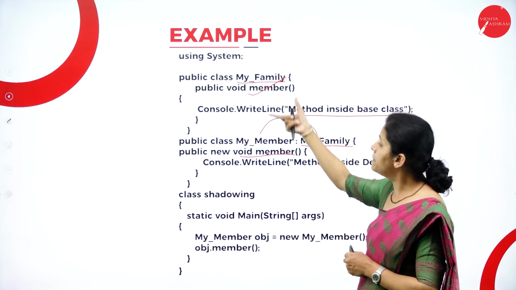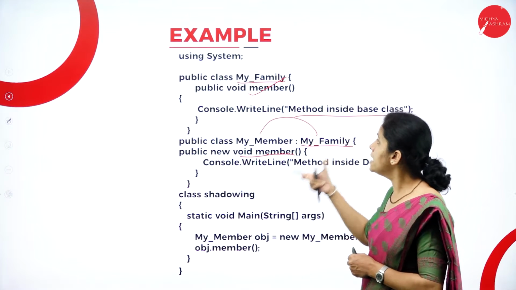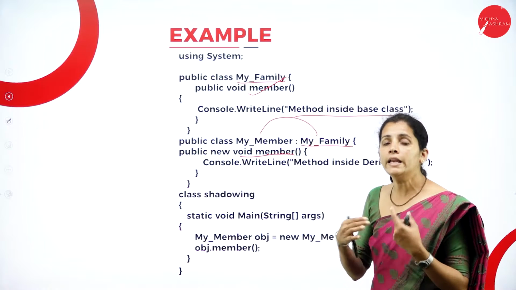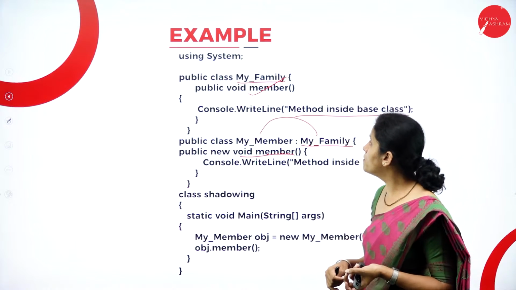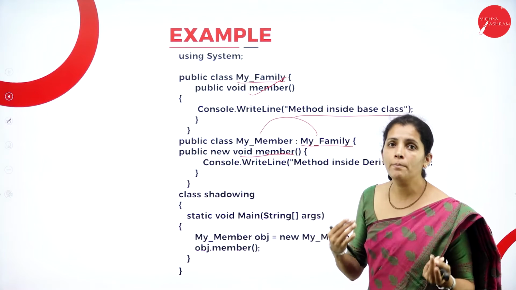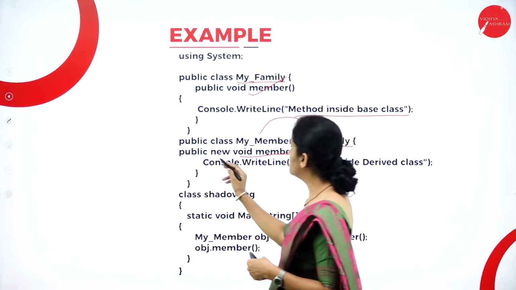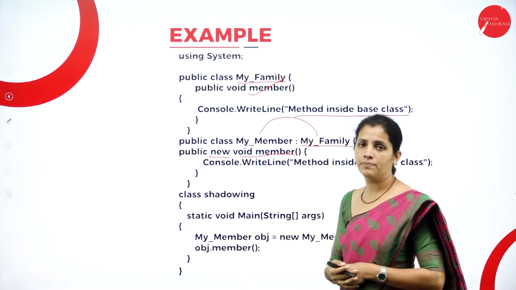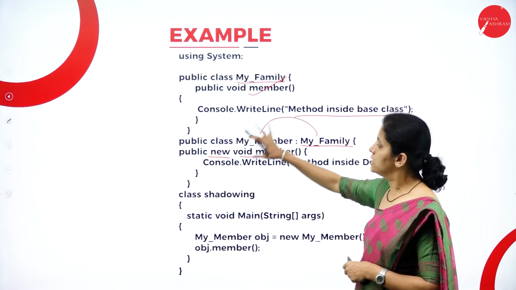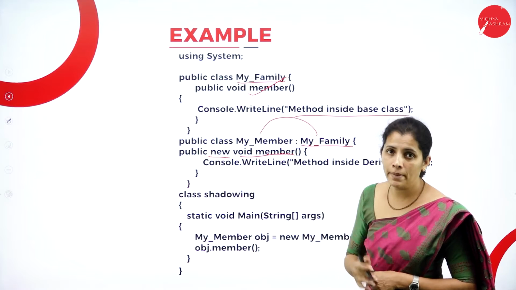Now, the implementations are the same, but I want to hide the implementation. That means I don't want to inherit the feature from the parent class, and I want to have my own implementation for this method. For that, I'm going to use the new keyword. Now, when I use the new keyword, this method will have its own implementation.